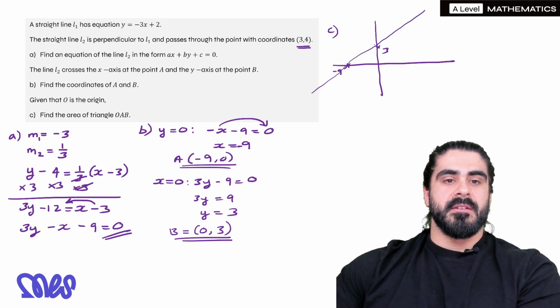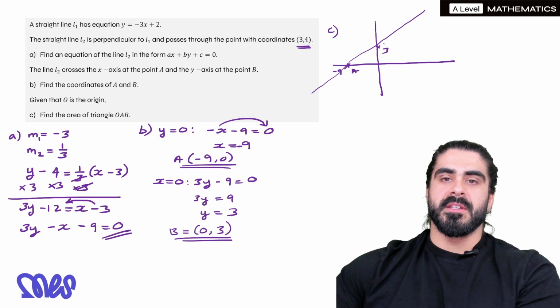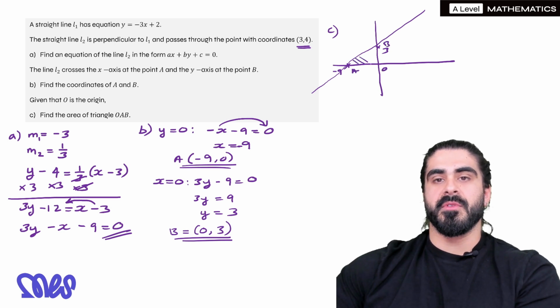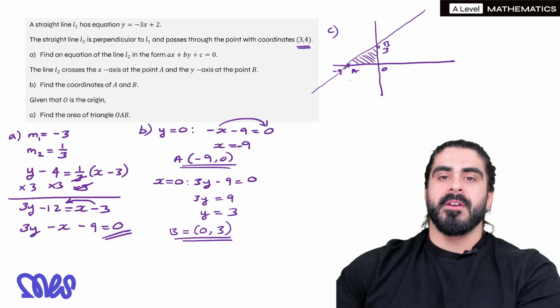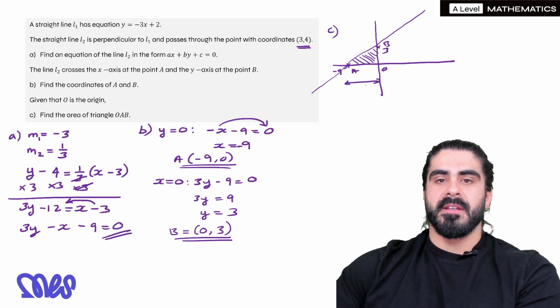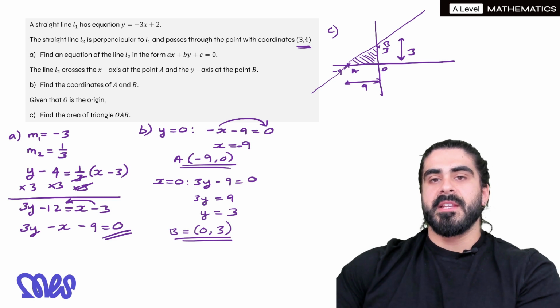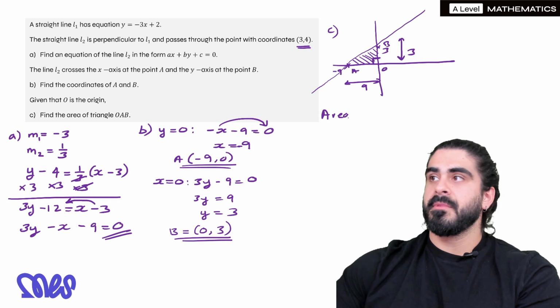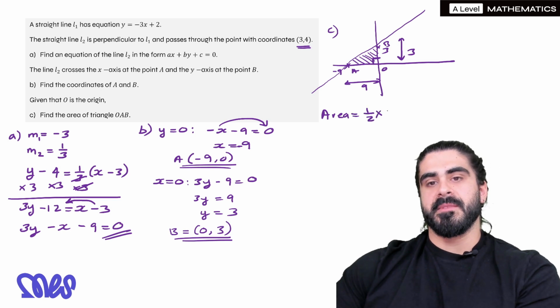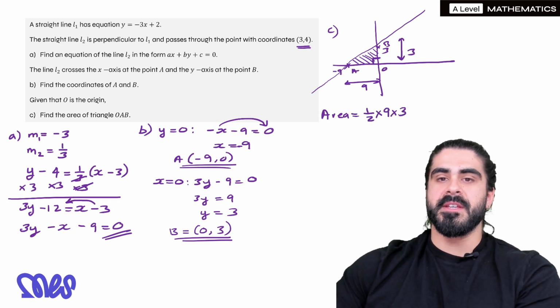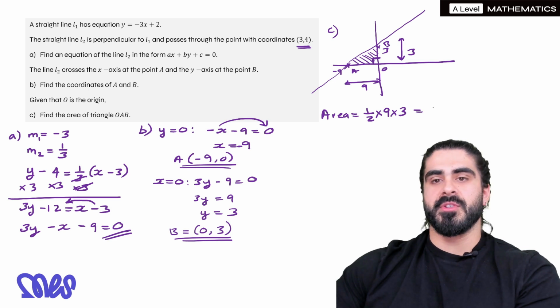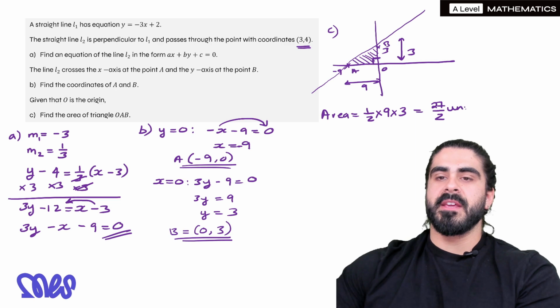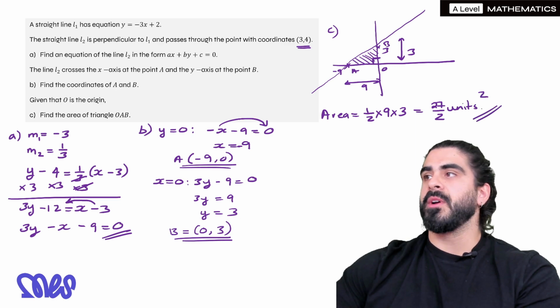So A is this point, B is this point, and we have O, they're asking for this area. So we have the base length here is 9, and the height is 3. And it's a right angled triangle. So the area is a half times the base length 9 times the height of 3. 9 times 3 is 27, so we're just going to say 27 over 2. Now you can leave it like that, or they haven't given us any units, so you could say units squared.